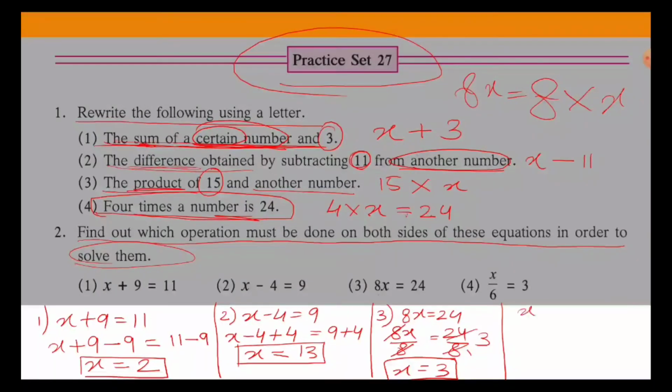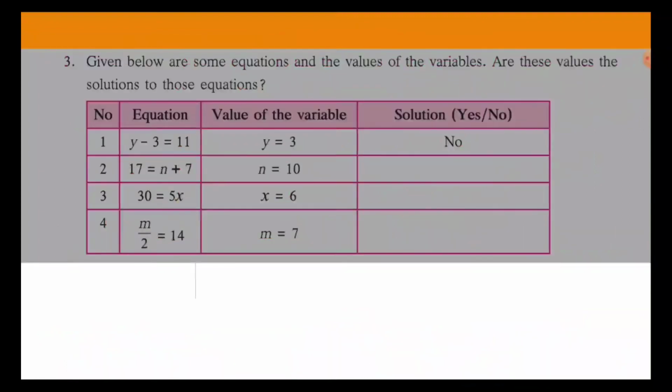Here we can see that x is already being divided by 6. Okay, so if it is getting divided, what will we be doing? We will be multiplying by 6 on both sides. So this 6 will get cancelled. x is equal to 18 will be your answer. Okay, so these are the operations you have to take care about.